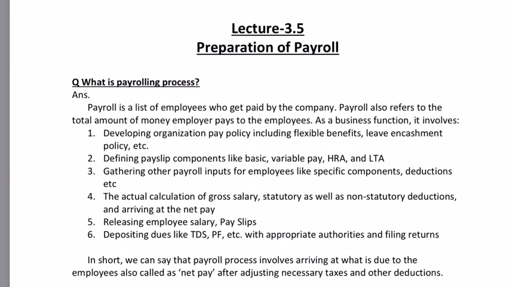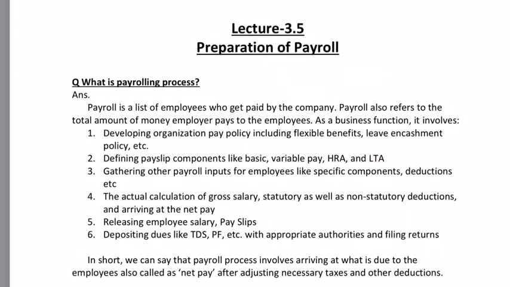So we'll get started. What is the payrolling process and what is a payroll? Payroll is a list of employees who get paid by the company on a regular basis. Payroll also refers to the total amount of money the employer pays to its employees. So one is the list with all the names of employees, and the other is the amount that is supposed to be paid to all the employees.